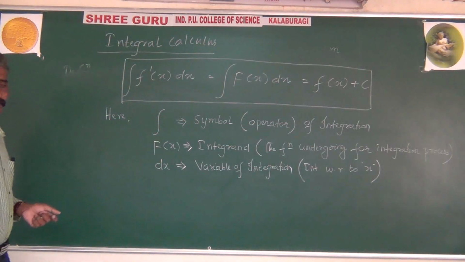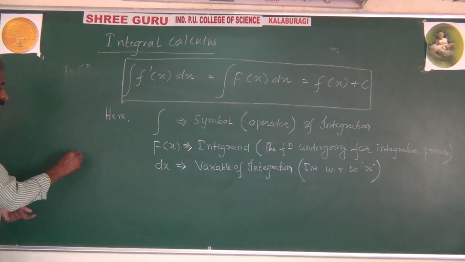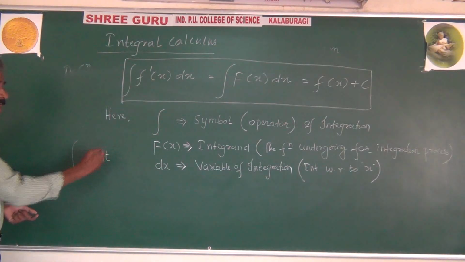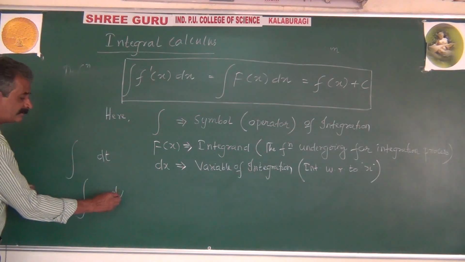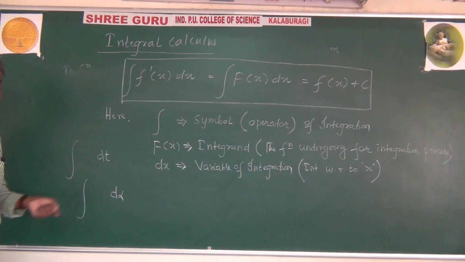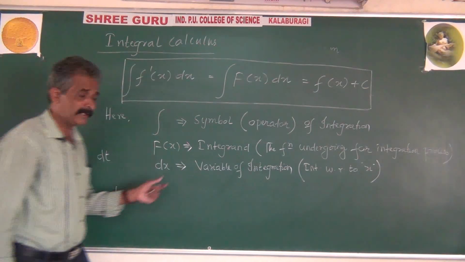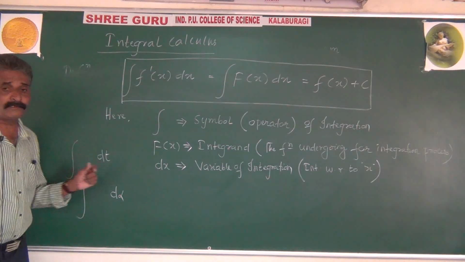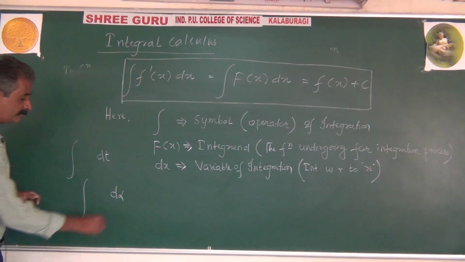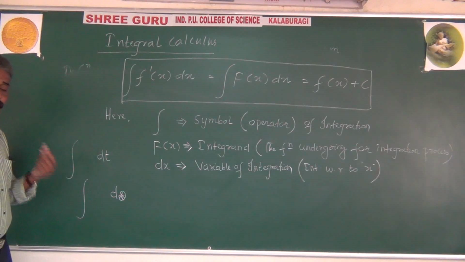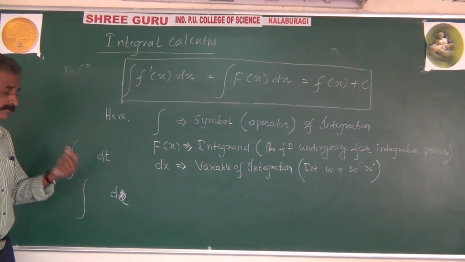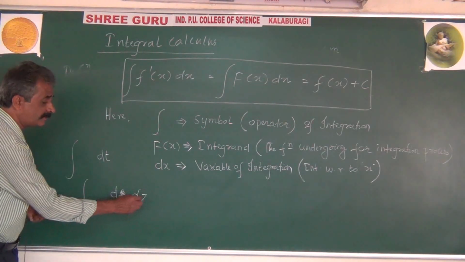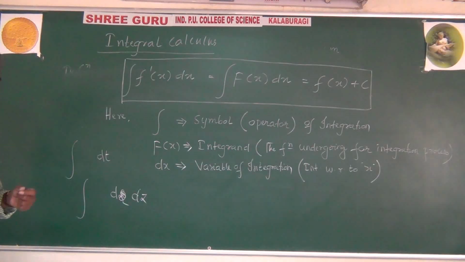In the coming days or somewhere in future, if we have something like integration of dt, it means integration with respect to the t variable, and the result will be in terms of t only. If we have d alpha, we have to perform integration with respect to alpha, so that our result will be completely in terms of alpha and so on. If there is d theta, integration with respect to theta. If there is a dr, integration with respect to r. If there is a dz, integration with respect to z.